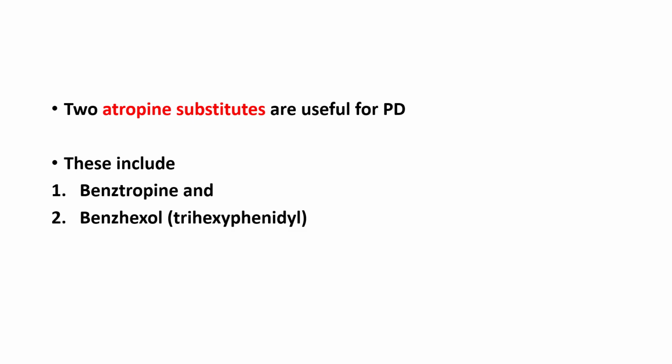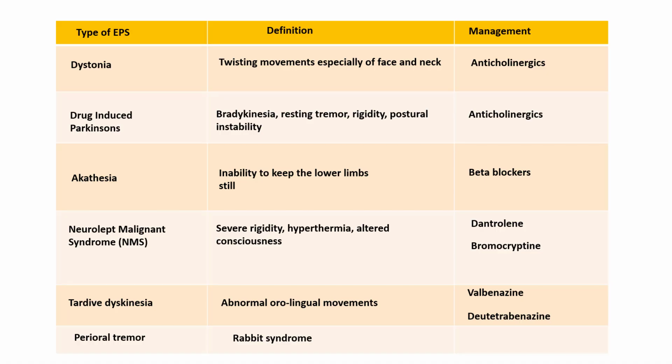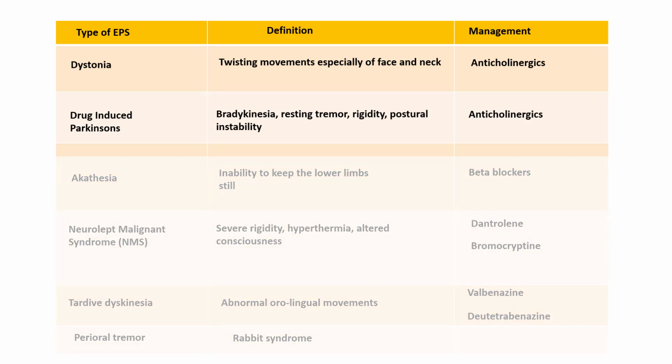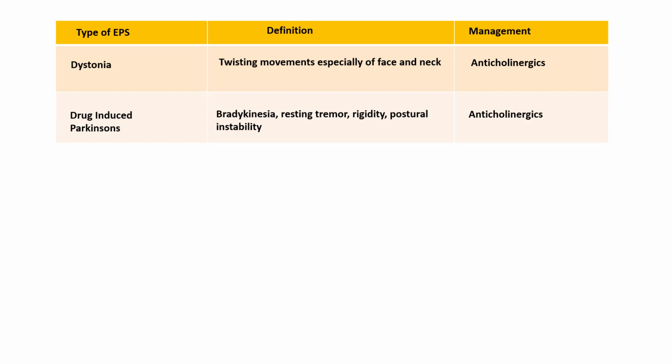otherwise called trihexyphenidyl. Now, these drugs are useful for Parkinson's disease that has been caused by drugs, especially the typical antipsychotic drugs. We have seen and discussed in previous discussions the various extrapyramidal symptoms produced by the typical antipsychotic drugs, and we saw that acute dystonia and drug-induced Parkinson's disease can be treated with anticholinergic drugs.